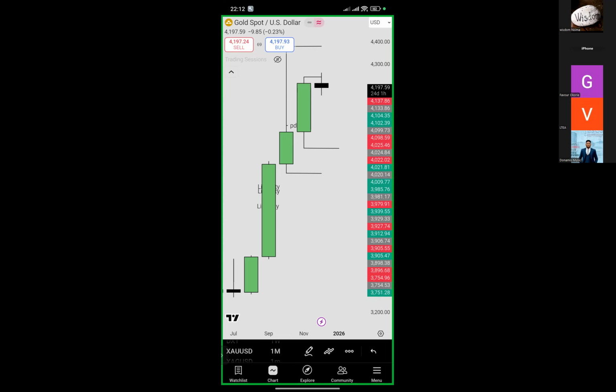Now, liquidity has been taken. What do you expect this price to do? Probably trade to inefficiency. So, if you have a fib or something, measure the 50% of that candle.